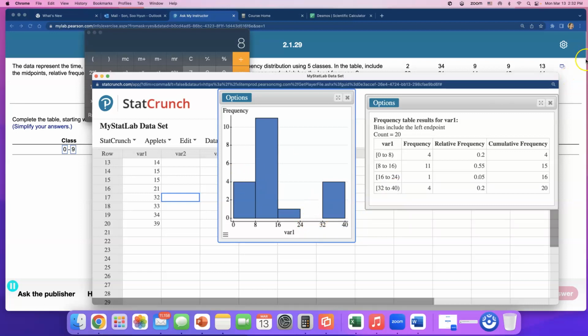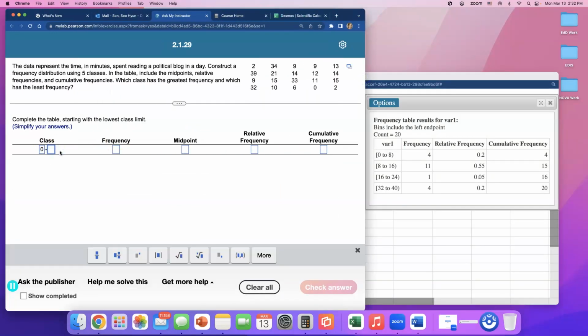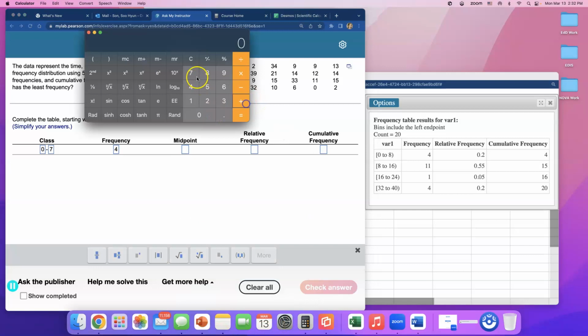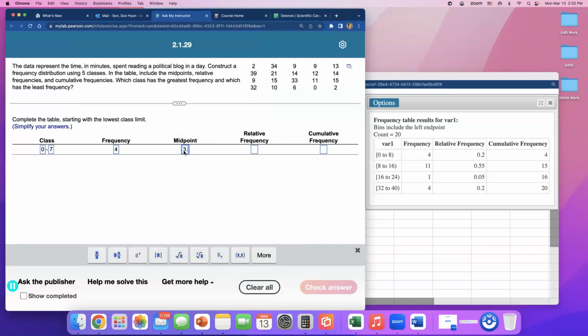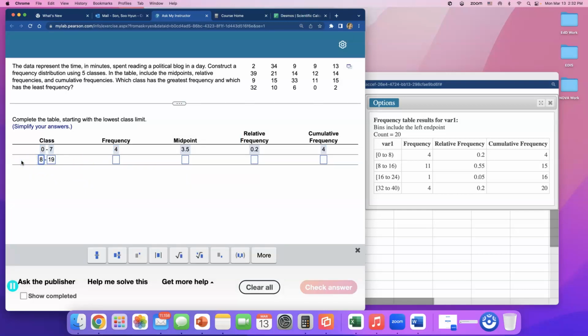I'm going to try to make this smaller so that I can show both screens at the same time. So the first class will be from 0 to 7. Frequency is 4. And the midpoint, what is in between 0 and 7? You do 0 plus 7 and you divide it by 2. Midpoint is 3.5. Relative frequency is 0.2. Cumulative frequency is 4.